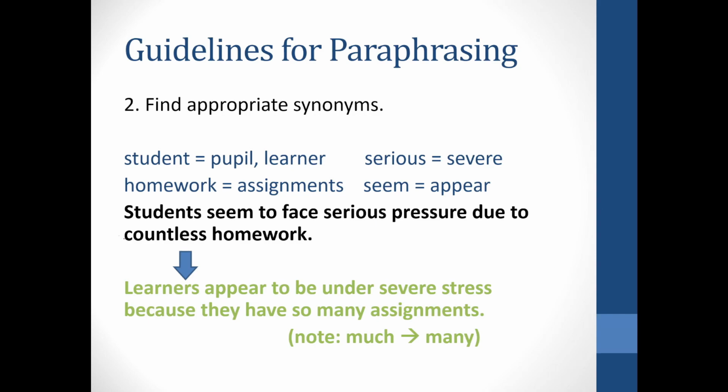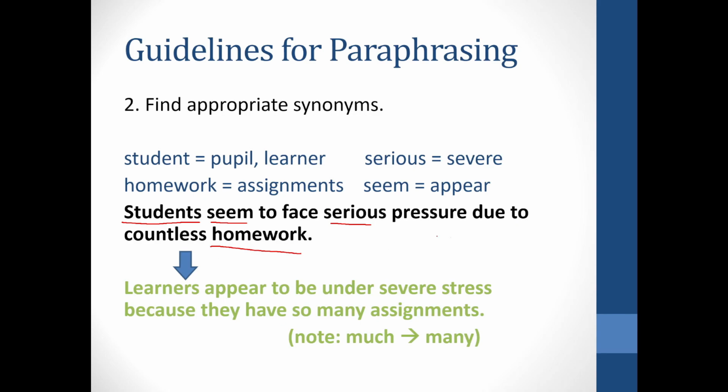They changed the word students to learners. Then seem changed to appear. Then to face becomes to be. Under serious changed to severe. Due to countless homework changed to because, and then they have so many assignments. They increased the words from 2 words into 5 words. So countless homework became they have so many assignments. So they changed homework to assignments. So this is how you use synonyms to paraphrase.